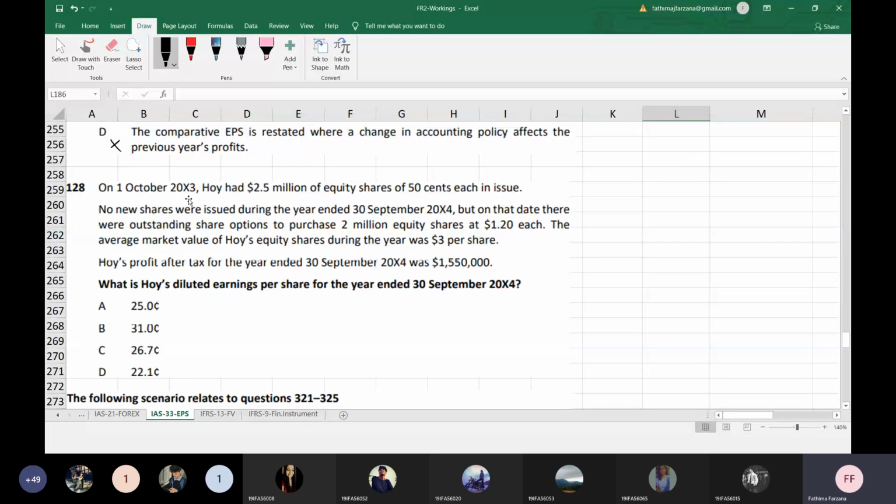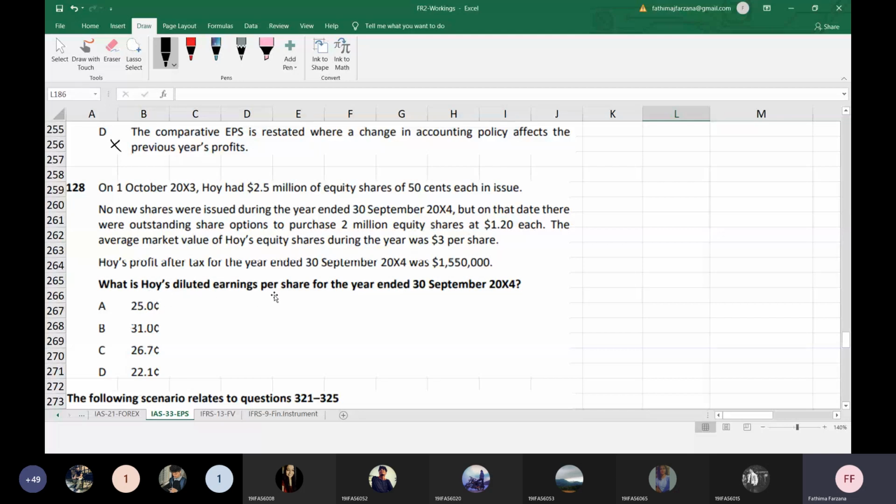Okay. On 1st October 2003, H had 2.5 million of equity shares of 50 cents each in issue. That is $2.5 million, this is the value. They didn't give the number of equity shares, and one equity share is 50 cents. No new shares were issued during the year ended 30th September 2004. But on that date, there were outstanding share options to purchase 2 million equity shares at 1.20 each. The average market value of H's equity share is $3 per share. H's profit after tax is given as 1550.